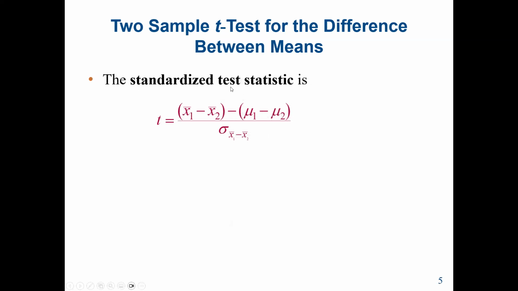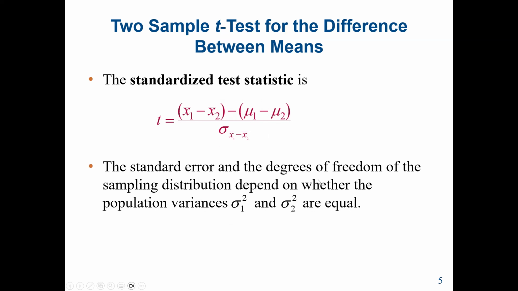Now, the standard test statistic is given by t equals the difference of the sample means minus the difference of the population means, divided by the standard error. The standard error and the degrees of freedom of the sampling distribution depend on whether the variances of the populations are equal or not, because we have two different ways of finding it.